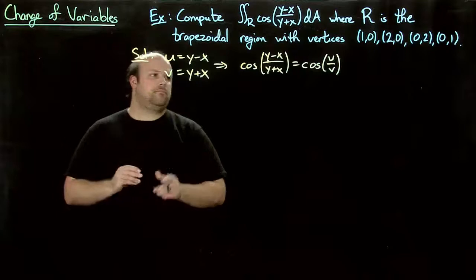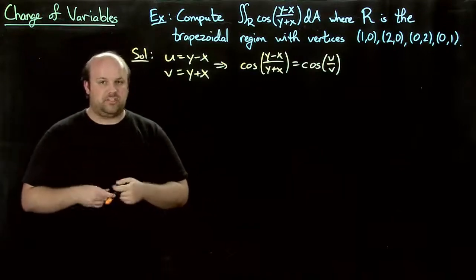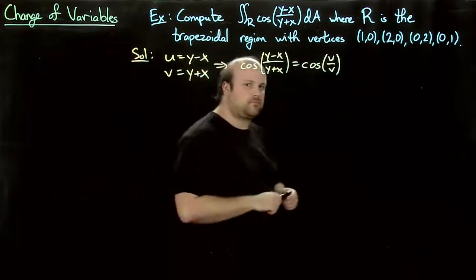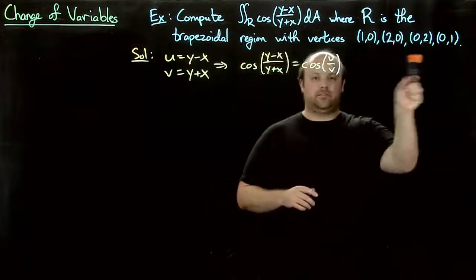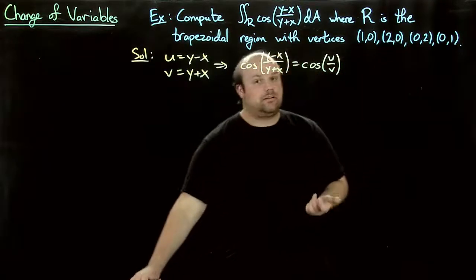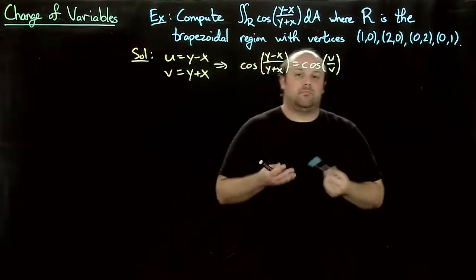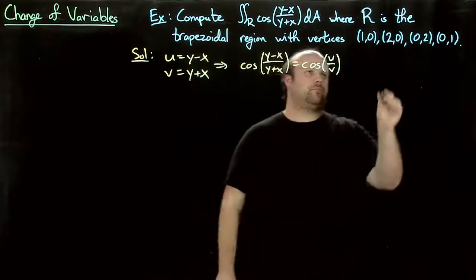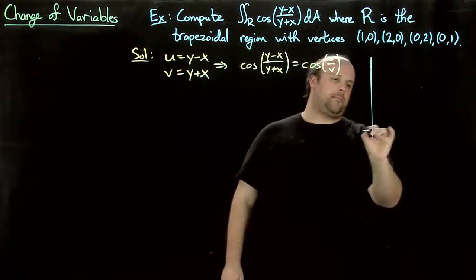Well, we've made this change of variables for the function. What does that do to this region? In order to find out what it does to the region, we need to know what the region looks like. So let's sketch that.